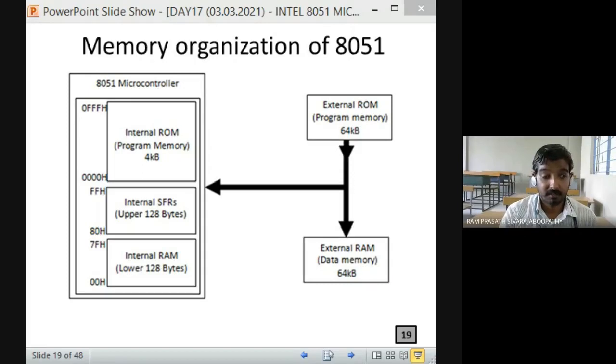Wait a minute. I will type it in the chat. Yes. So finally we can write it like this: 2 to the power 12. That means the maximum size must be 12 bit, correct? For addressing 4 KB, how many address lines do we need at maximum? 12 address lines. But your 8051 microcontroller, beyond 4 KB, has the capability to access the program from external memory.